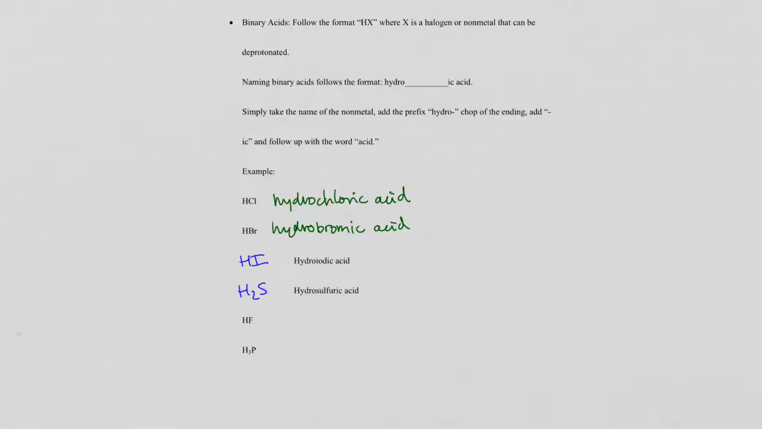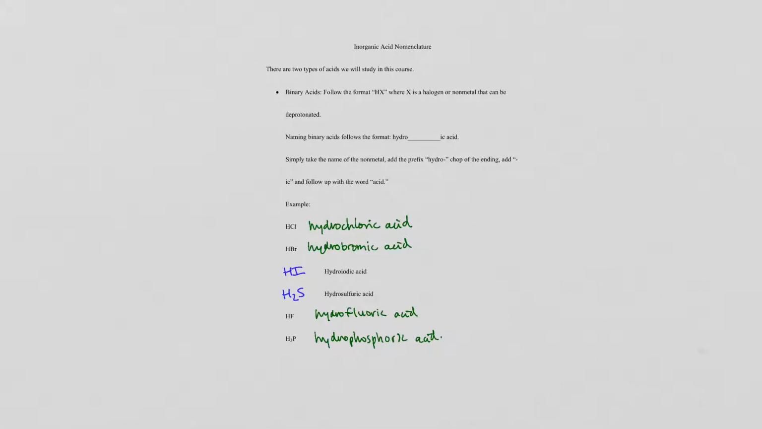HF is hydrofluoric. I'll write that a little bit clearer for you. Fluoric, not floweric. Acid, and the last one, H3P. Remember that phosphorus is in group 15, so if it's an anion, it is 3-. So it is hydrophosphoric acid. You'll actually see that we have a phosphoric acid that has a different formula, so naming these acids correctly is very, very important.